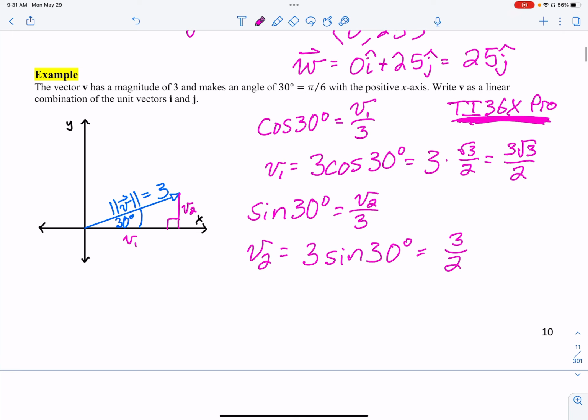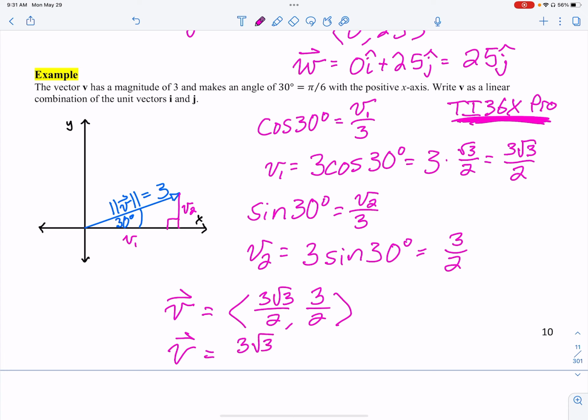So this means that vector v is v1, which is 3 radical 3 over 2, 3/2. But they didn't ask for component form. They asked for linear combination of i and j. So that's 3 rad 3 over 2, and then we put i hat plus 3 over 2 j. Now, the reason being that we like this form is algebraically, the bottom one's going to be a bit easier to deal with. We'll see how that pans out.